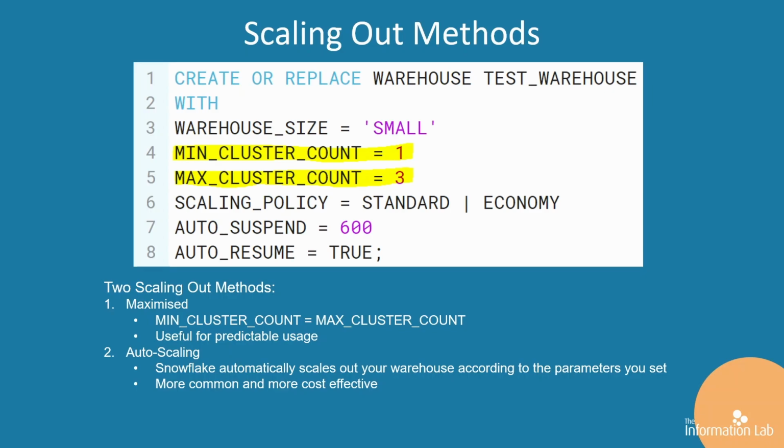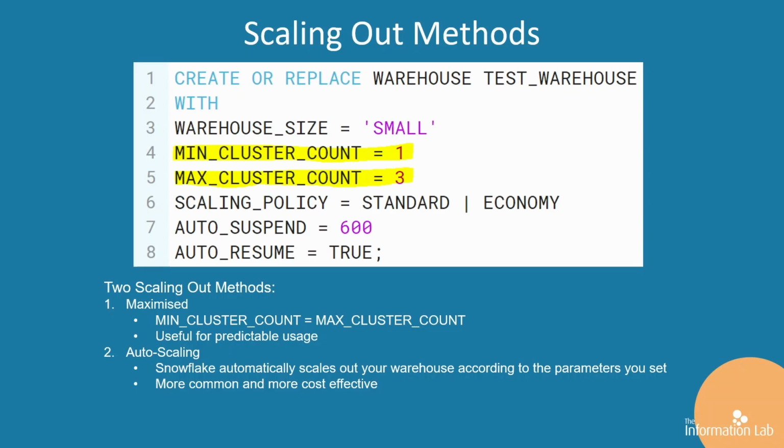So before I move on to more performance improving features of Snowflake, I just wanted to discuss the scaling out methods. So here is an example of how you can set your minimum and maximum cluster counts when you create your warehouse. Here we have a minimum cluster count of 1. So when our warehouse initially fires up, it will have 1 cluster, and we have a maximum cluster count of 3. So if we need that additional compute resource, if we need a second or a third cluster, Snowflake will automatically scale out our warehouse to ensure that the compute resource meets the demands of our queries.